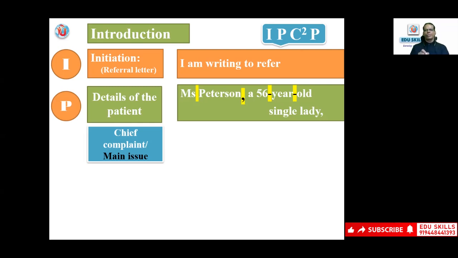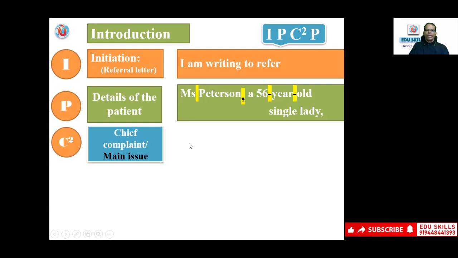So after Miss, I have highlighted in yellow, there you don't need to put a full stop or dot. After Peterson, you have to mark a comma. A 56-year-old single lady: after 56, a hyphen, no space between 56 and the hyphen, no space between the hyphen and year. No space at all in both cases, year and old. So 56-year-old, don't write 56 years old, year-old single lady. That is the second segment of your introduction.